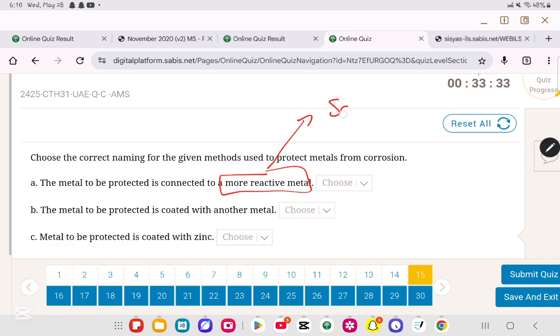This is known as what? As sacrificial protection. You are using the more reactive metal as what? As a sacrifice. So sacrificial protection.